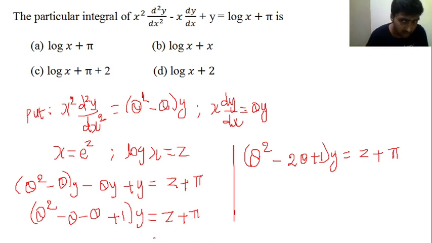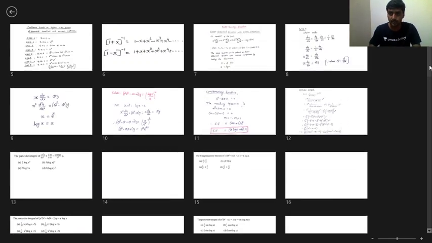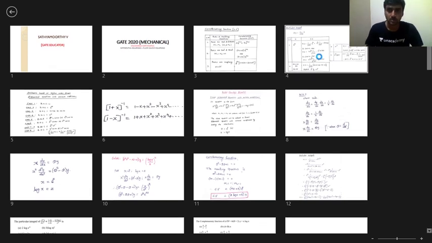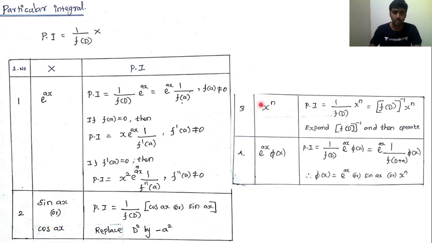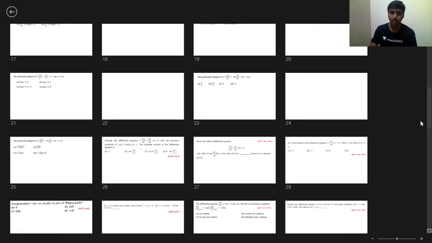Here z plus pi belongs to the x power n category, as per our discussion. For the x power n category, instead of x power n we have z power n. So the particular integral is 1 divided by f of theta into z power n. Here in the denominator we have to convert it into the binomial expansion format, that is 1 plus x format. Then we take f of d into the numerator, and the answer is 1 plus x or 1 minus x whole power minus 1, as per this formula. Okay, coming to the problem.